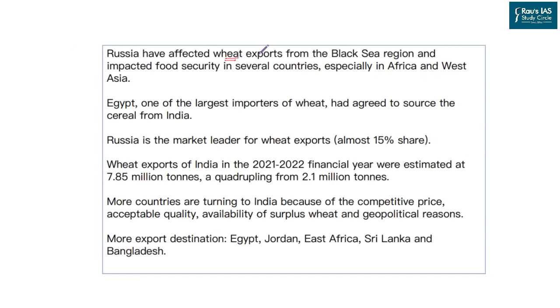As we know, the war has affected wheat exports from the Black Sea region, which has remained shut down for a while now. And this has impacted food security across countries, especially in Africa and West Asia. Now, Egypt, which is one of the largest importers of wheat in the world, is trying to create more demand for India. Russia, which is a leader as far as wheat export is concerned, exports around 15% of the global share. Now, if India wants to have better participation, India has to meet this global demand through its excess supply. India in the last financial year exported around 7.85 million tons, which is almost 4 times what India used to do previously. And this has clearly proved that India is filling the gap of wheat exports in the global market.